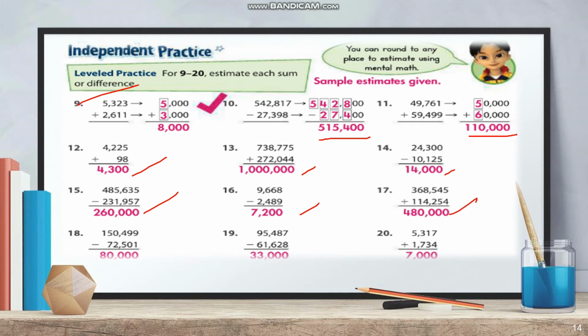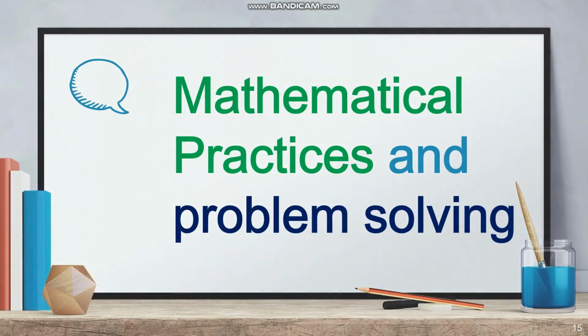Number 17 is about 480,000. Number 18 is about 80,000. Number 19 is about 33,000. And number 20 is about 7,000.